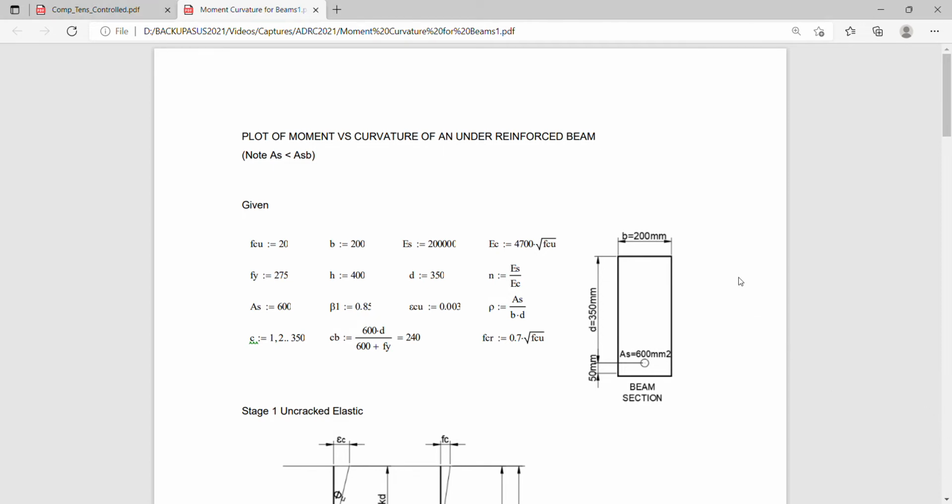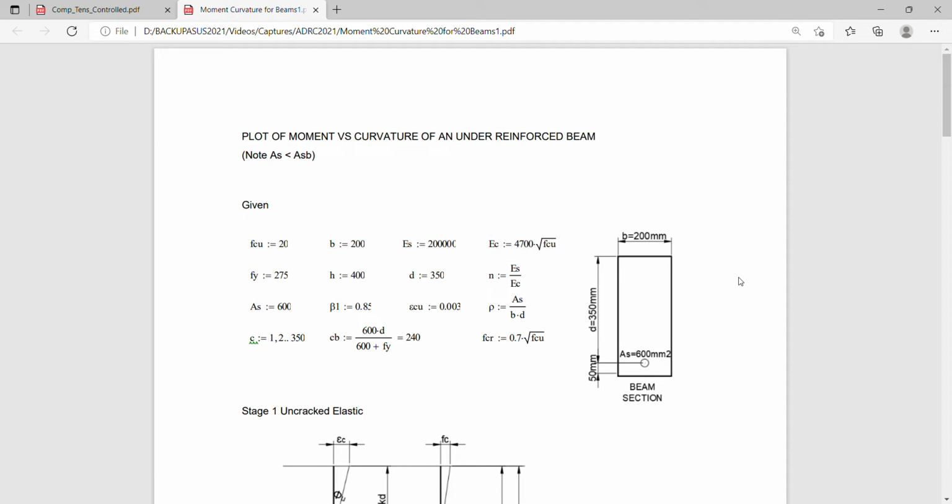Okay, guys, so let's start understanding how the moment curvature graph is done, no? Using the help of a MathCAD application software.